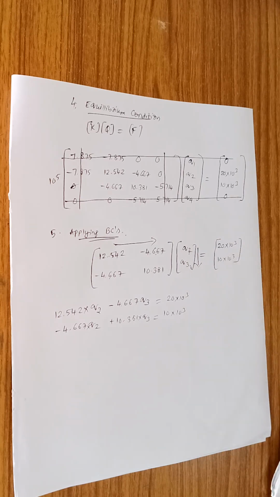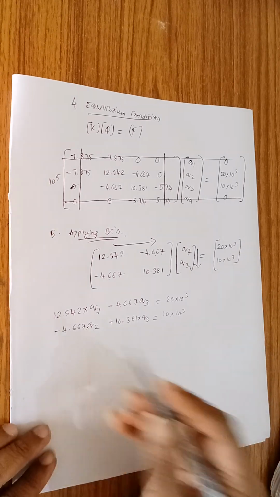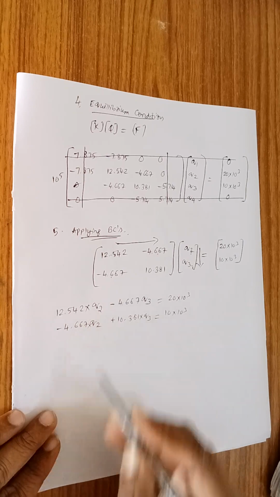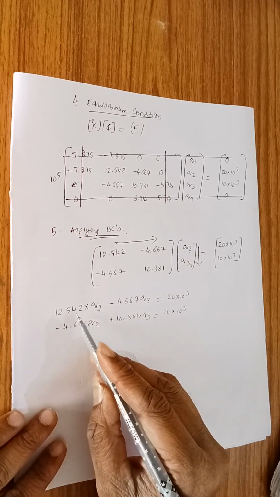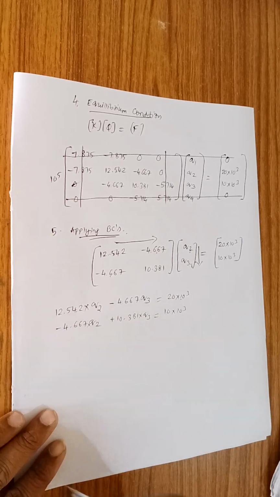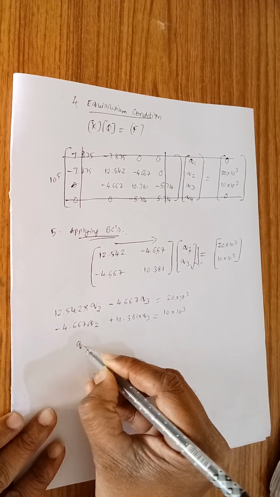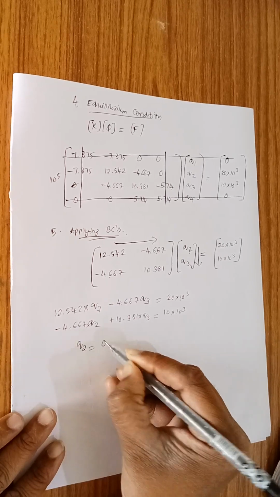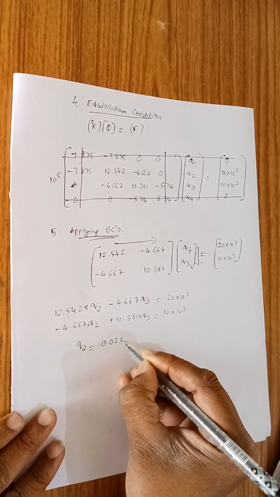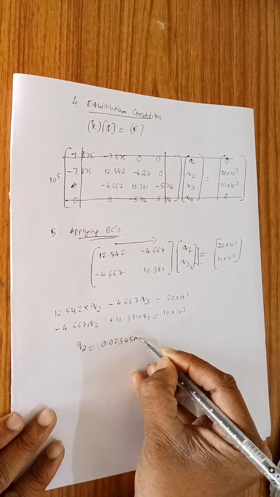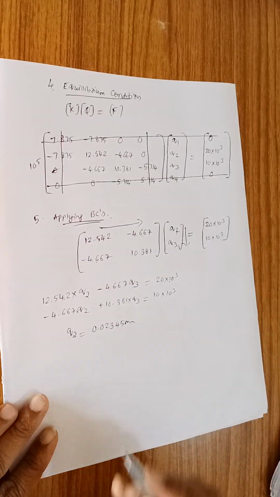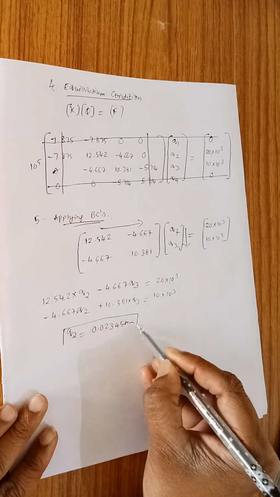So using the calculator, you can just go to the equation mode, put the number of unknowns as 2, and if you substitute a1, b1, c1, a2, b2, c2, you will get the answers. I have already solved it. Upon simplification, I'll get the answer as 0.02345 mm. For that simplification, you can refer to my last video.